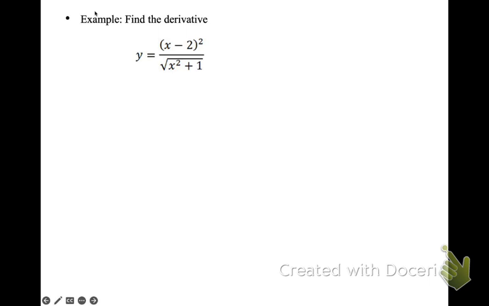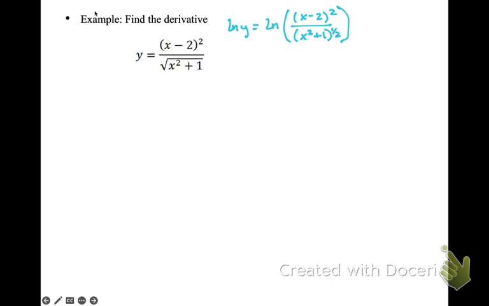Okay, so as long as I take the natural log of both sides, this is legal, correct? It's legal, we're not going to get arrested, not going to get put in math jail. So I'm going to have the natural log of y equals the natural log of x minus 2 quantity squared over x squared plus 1 to the 1/2. Okay, now what can I do?